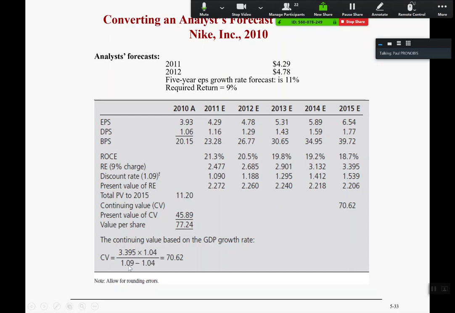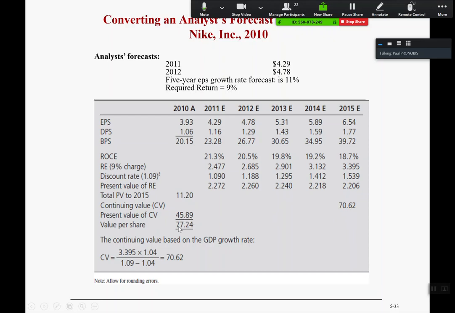And divided by the cost of capital minus the long-term growth rate. Here it's, I would say, rather high, 4%. So the assumption is that Nike will grow forever by 4%. And this yields a terminal value of 70.62 for the year 2015, right? And again, we need to discount that back to the present value, which is then 45.89.